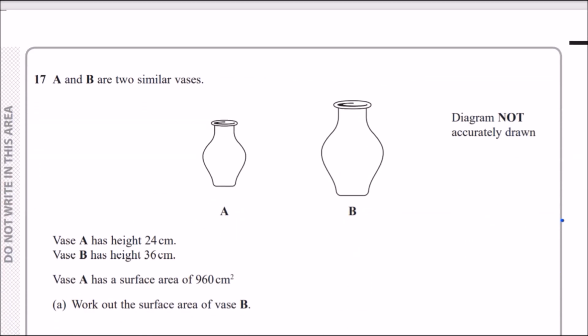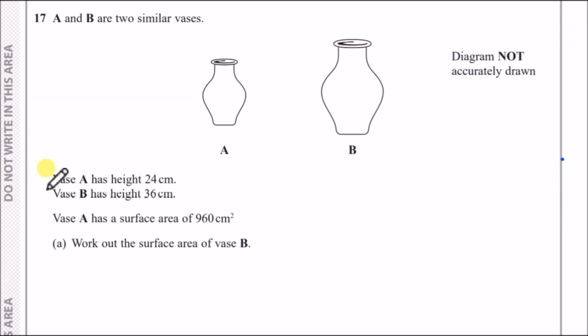Alright, guys, number 17. So we've got A and B, two similar vases. Vases or vases? Well, what do you guys say in your country? Because I actually can't remember how to say it. Vase or vases? Well, you let me know. Now, according to the info, the first vase has a height of 24. So let's draw the height of 24, whereas the second has a height of 36. So this has a height of 36.